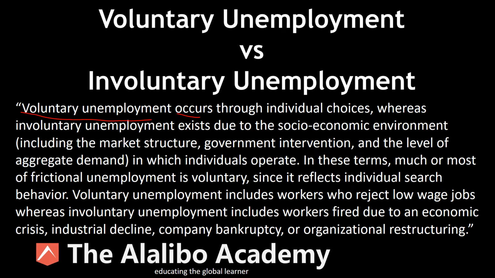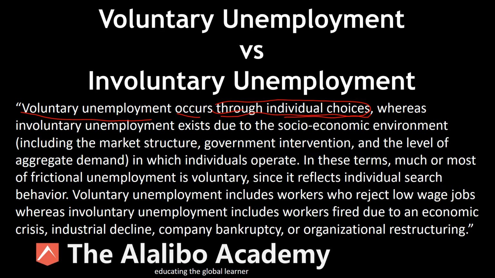So the first one is voluntary unemployment. It occurs through individual choices, right? So again, individuals are making a choice to be unemployed. And usually when you make that choice, you're not factored into the unemployment rate because you're not looking for work. You have other priorities. Maybe you want to go to school, you want to have additional training, you want to just take time off, travel, and so forth. So those individuals are not factored into the unemployment rate.